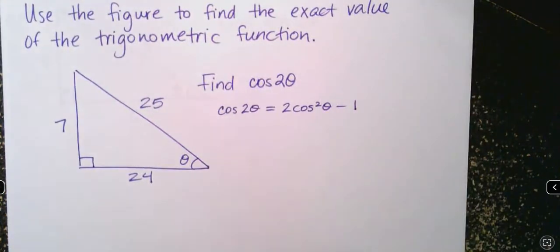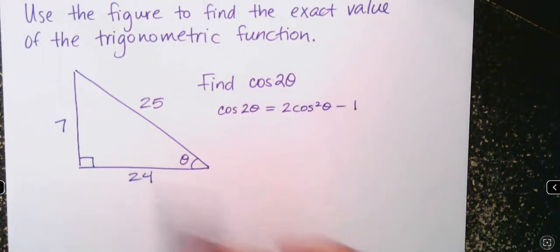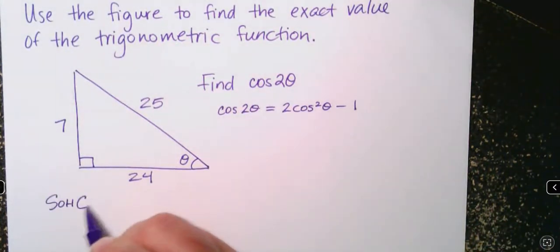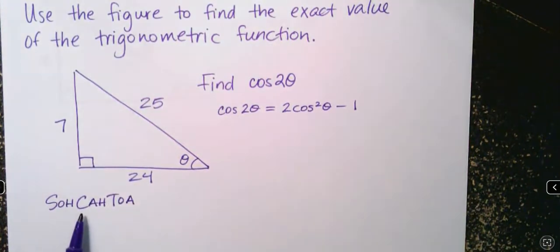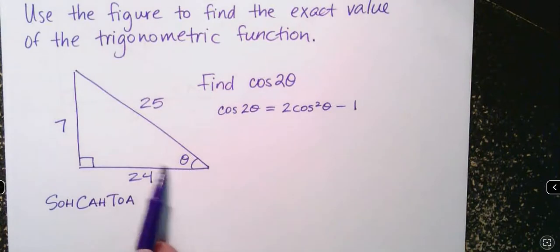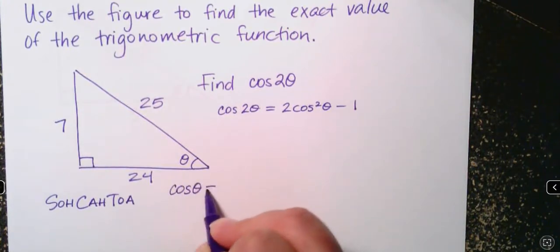So in order to do this, I need to know what the cosine squared of theta is, which really means I have to find the cosine first. So cosine: Sohcahtoa, remember, our basic right triangle trig, the CAH part stands for cosine is equal to the adjacent side over the hypotenuse. Here's the angle I'm working with. The side that's adjacent to that is the 24 right here, and the hypotenuse is the 25. So the cosine of theta for this particular triangle is 24/25.